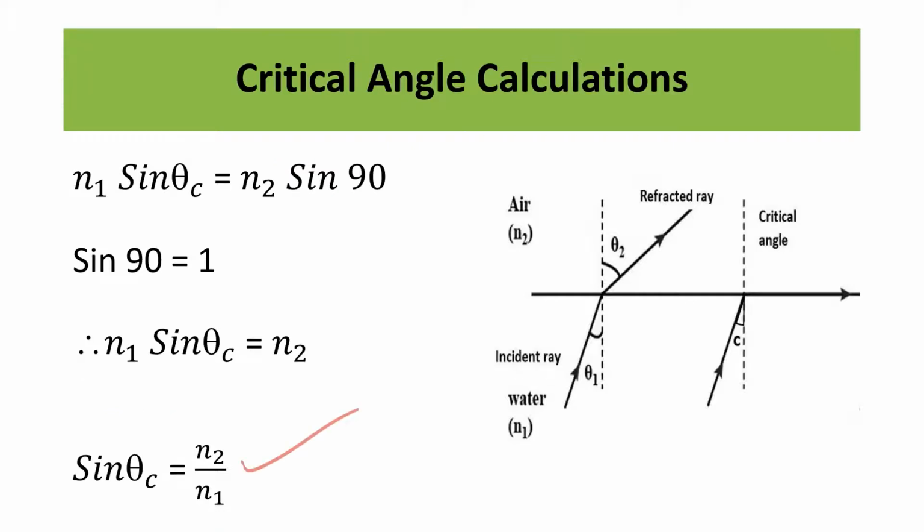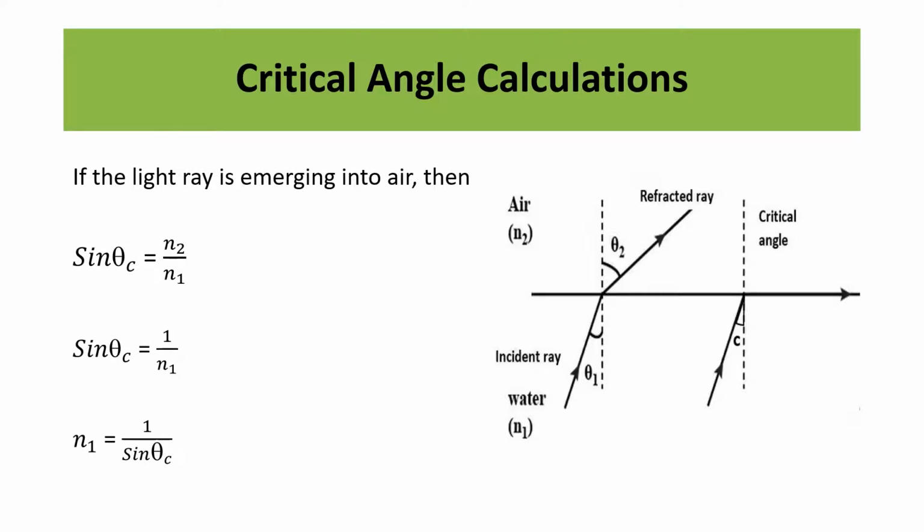by n1. If the light ray is emerging into air, the incident light ray is from water and it is emerging into air. In air, the refractive index is 1. Therefore, the expression sin theta C is equal to n2 by n1 becomes sin theta C is equal to 1 by n1, because we are substituting the value of n2 as 1. If sin theta C is equal to 1 by n1, what is n1 from that? n1 is equal to 1 by sin theta C.